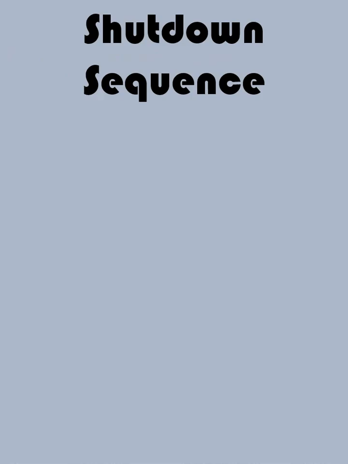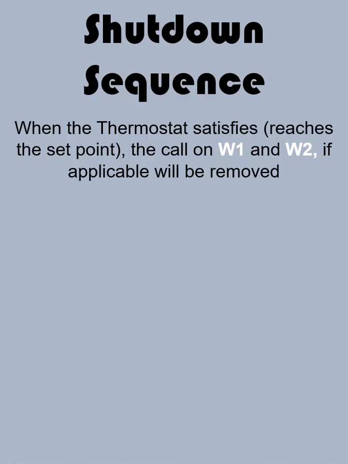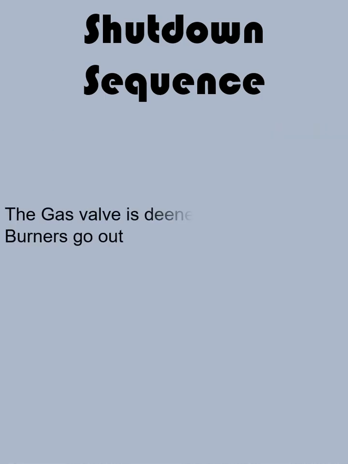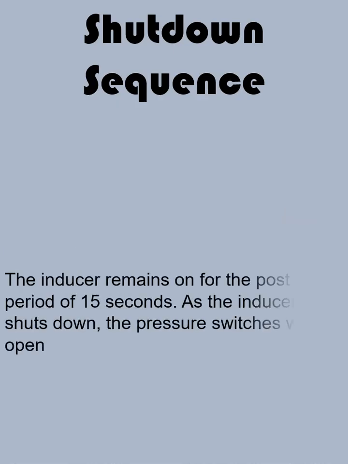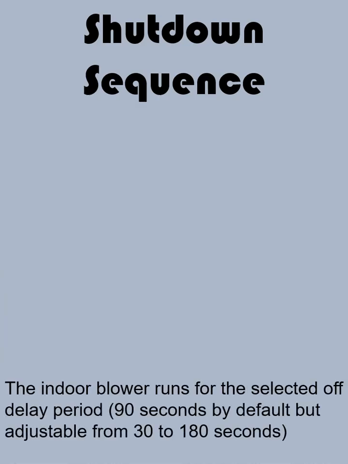The shutdown sequence, when the thermostat satisfies, reaches the set point, the call on W1, W2, if applicable, will be removed. The gas valve is de-energized and the burners go out. The inducer remains on the post-purge period of 15 seconds. As the inducer shuts down, the pressure switches will open. The indoor blower runs for the selected off delay period, 90 seconds by default, but it is adjustable from 30 to 180 seconds.